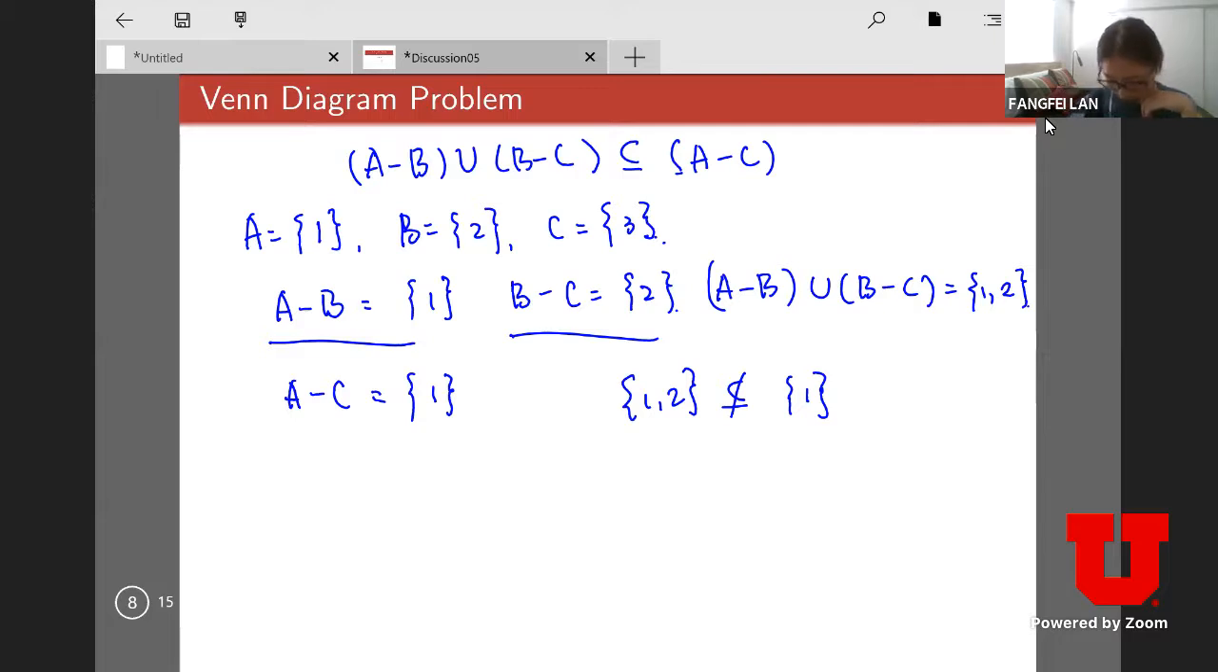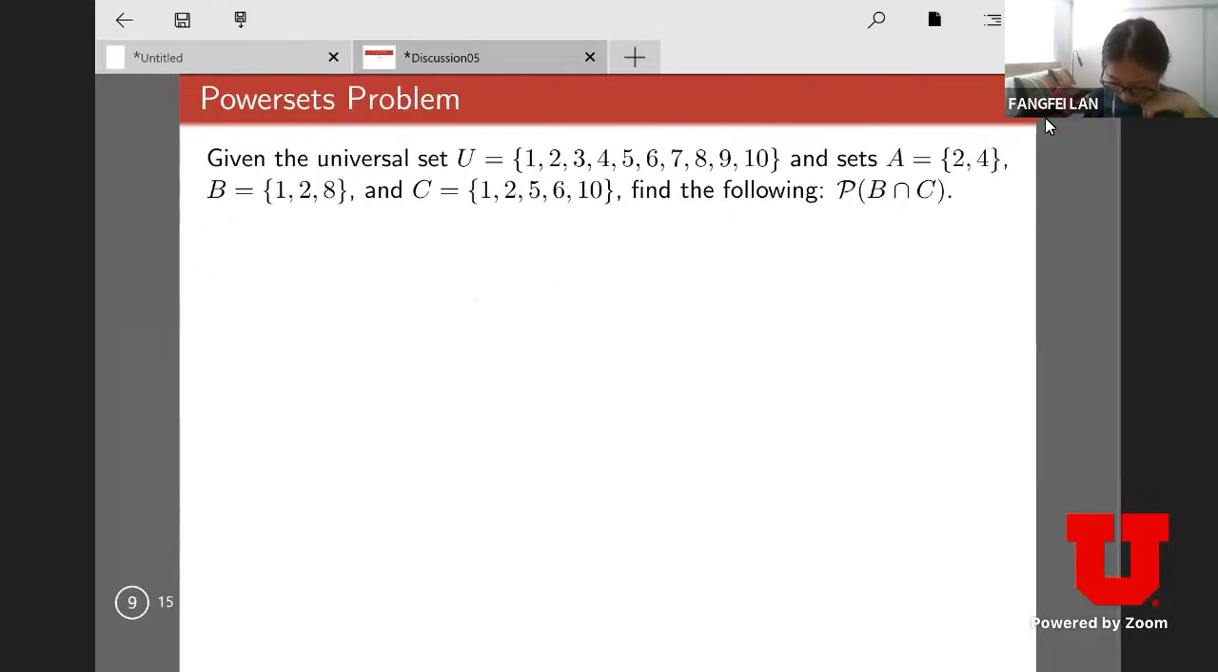Okay, shall we move on to the next one? Oh, this one's about power set. Given the universal set 1, 2, 3, 4, 5, 6, 7, 8, 10, and sets A is 2, 4, B is 1, 2, 8, C is 1, 2, 5, 6, 10. Find the following: the power set of B intersect C. So what do we do first? We want to find the power set of some set. What do we do first?